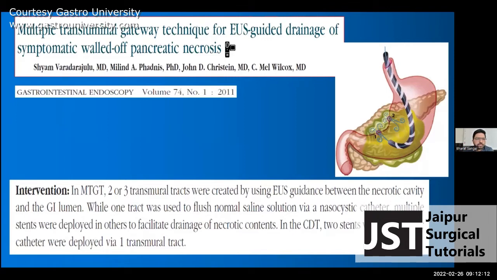Another study by Dr. Shyam Varadarajulu in 2010 showed a different technique of multiple transluminal gateways, which were used with EUS for endoscopic drainage of walled-off pancreatic necrosis. In this technique, 2 to 3 transmural tracts were created using EUS between the necrotic cavity and the stomach, while one tract was used to flush normal saline via a placed nasocystic catheter. Multiple stents were deployed in the others to facilitate drainage of the necrotic contents. Whereas in the conventional drainage technique, 2 stents with a nasocystic catheter were deployed via a single transmural tract.